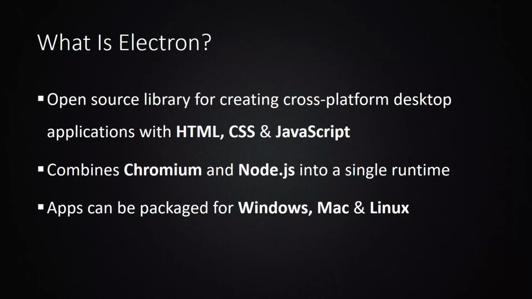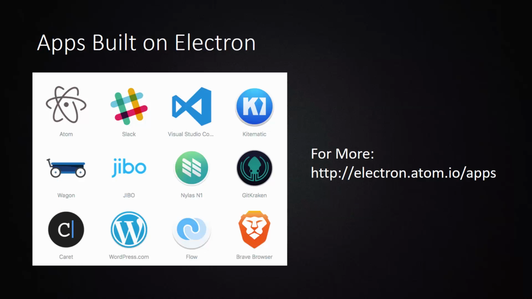Okay, so before we talk about how Electron works, let's just take a look at some of the applications that are built on Electron. So the two most notable here for me are Atom and Visual Studio Code. These are two applications that I use all the time. These are text editors. And I'm sure that a lot of you are familiar with them.